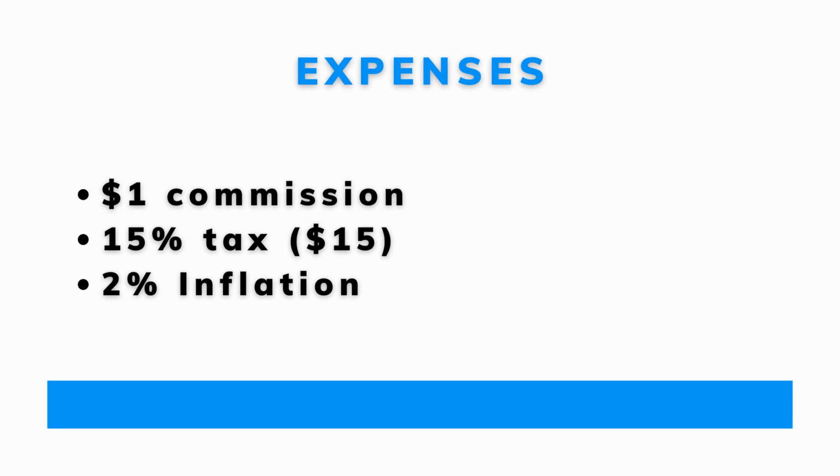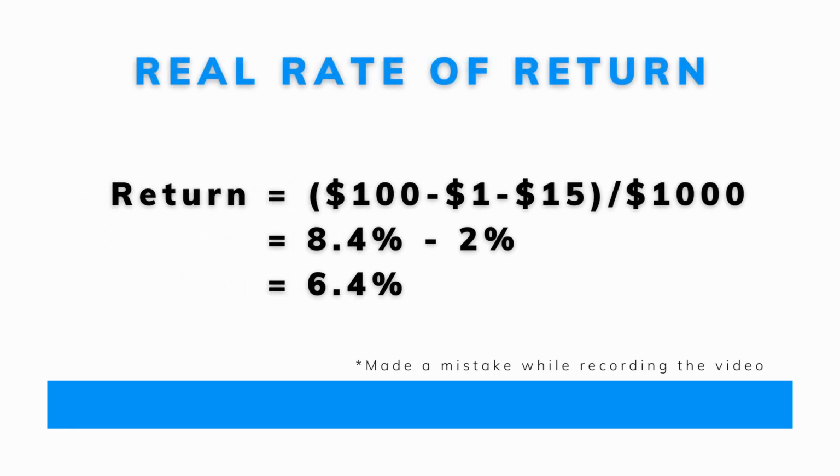To calculate the real rate of return, divide the difference between the gross profit or loss and the expenses by the initial investment. In this example, we will subtract 15% tax, 2% inflation, and $1 commissions from the $100 in profit. Then, the difference would be divided by $1,000. After doing this, we would get an 8.2% real rate of return.